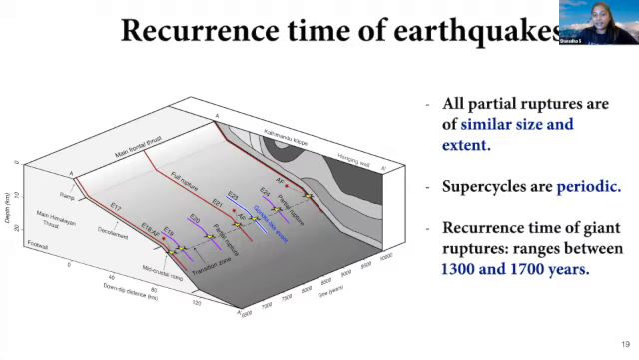This figure is showing you the same information, but as the time history of the megathrust behavior using this fault geometry. Here again, I've highlighted the Gorkha-like event in blue. The super cycles you can see are fairly periodic, and the partial ruptures have very similar size and extent. And the recurrence times of the giant ruptures are between 1,300 and 1,700 years for this model without the middle ramp.